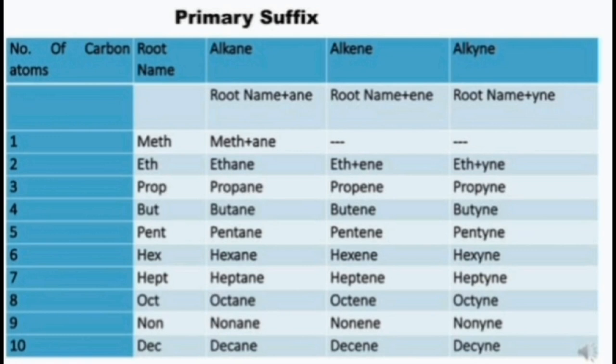In case there are 2 carbon atoms in the hydrocarbon chain and the 2 carbon atoms are bonded by a single bond, then it is an alkane. Since there are 2 carbon atoms, the root word used is eth, and the suffix "ane" is added, and the name of the compound becomes ethane.